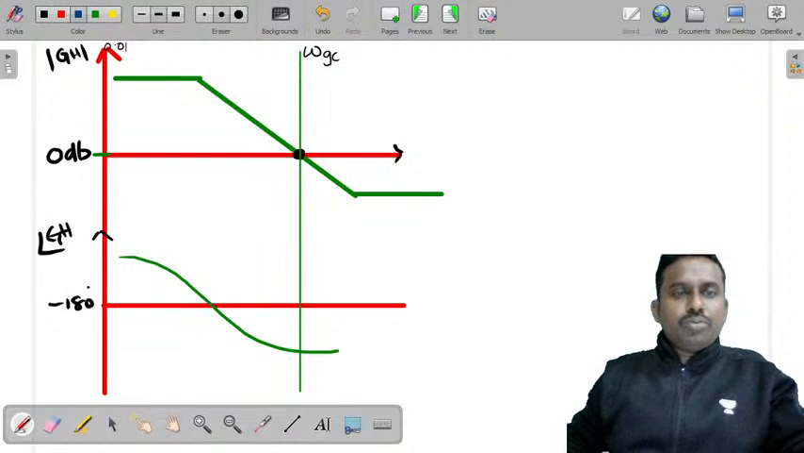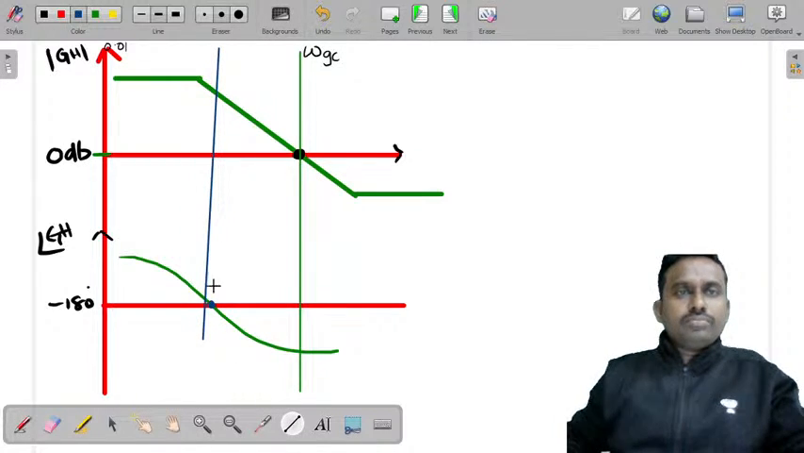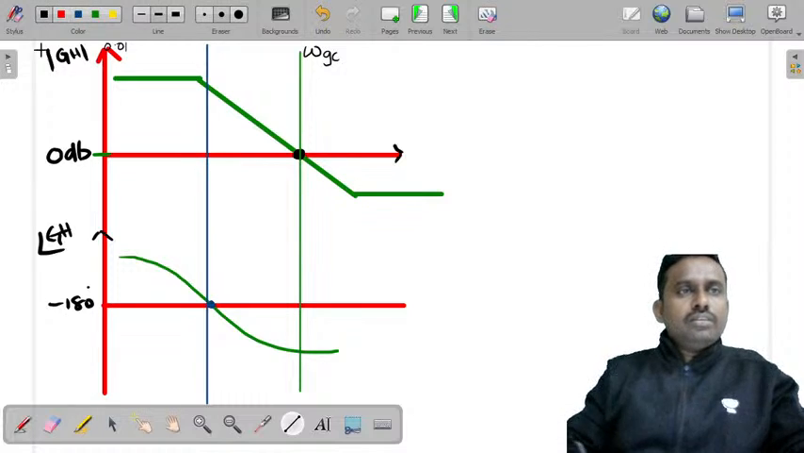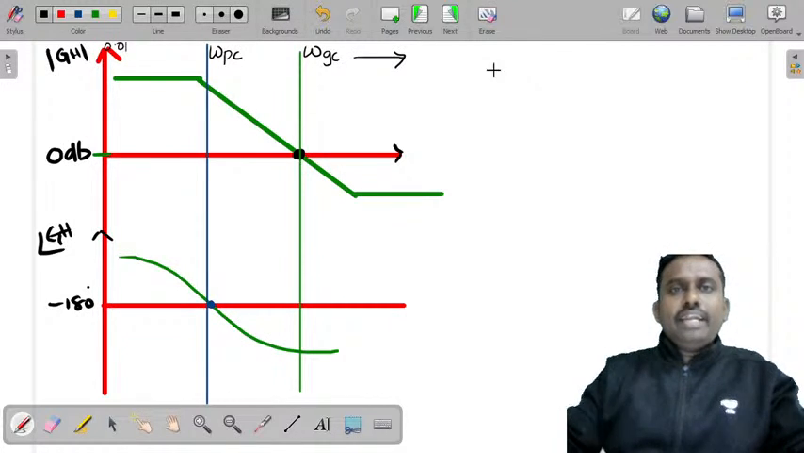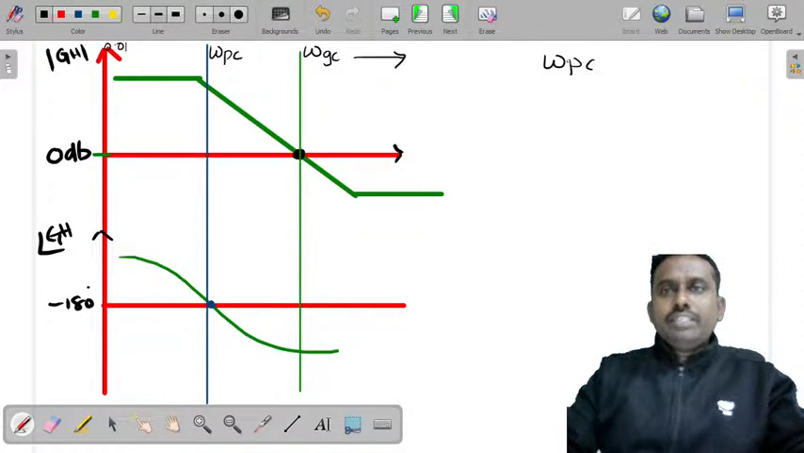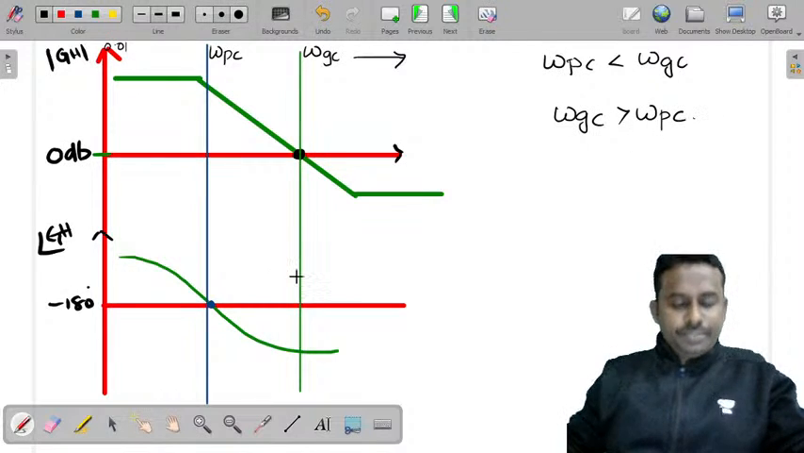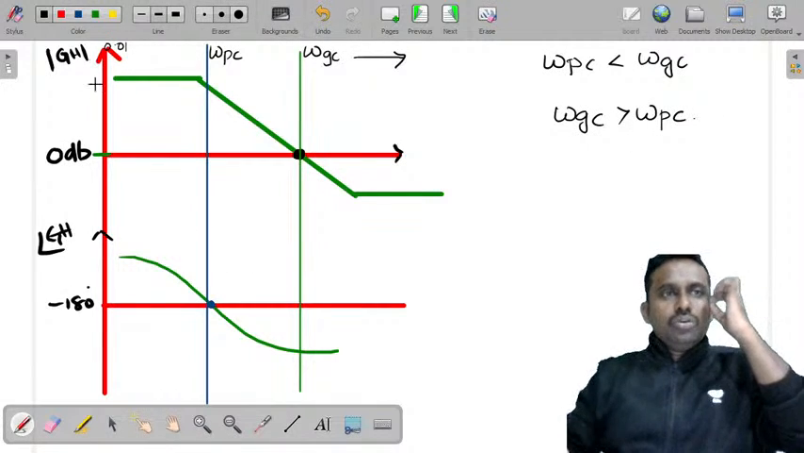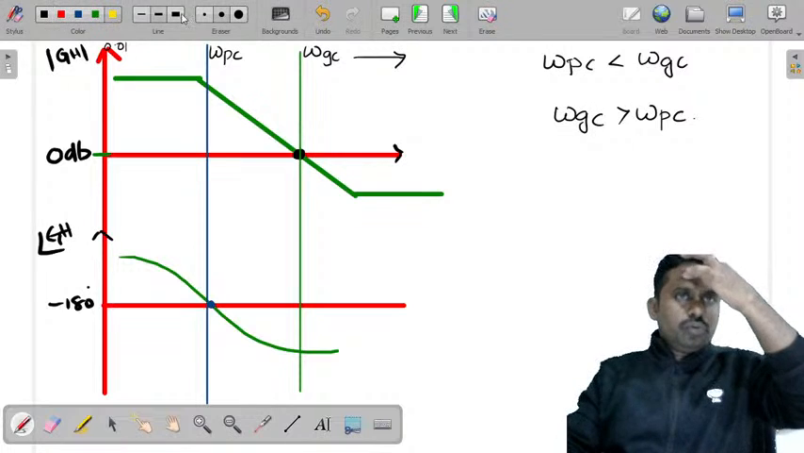And let us consider this point, and this frequency we call the phase crossover frequency. This is omega PC. Because the frequency increases from left to right, can I say omega PC is less than omega GC, or omega GC is greater than omega PC? Yes.